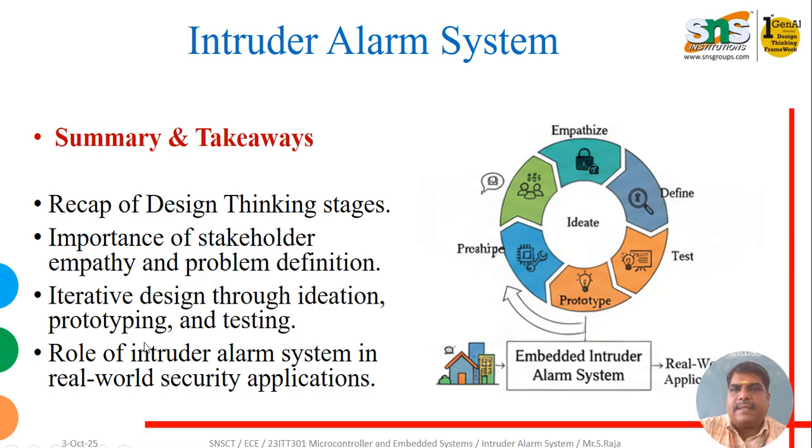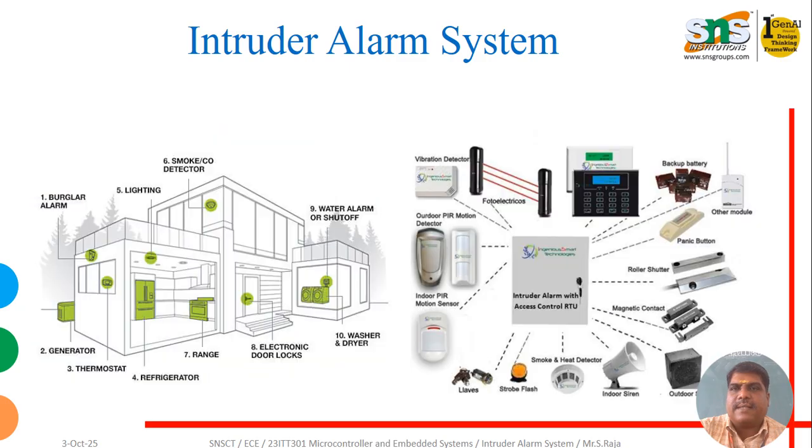These are the summaries, where we recap the design thinking stages. There are five stages: empathize, define, ideate, prototype and testing. We have to provide the importance of stakeholder empathy and problem definition, and iterative design through ideation, prototyping and testing. Then, lastly, the role of the intruder alarm system in real-world security applications.